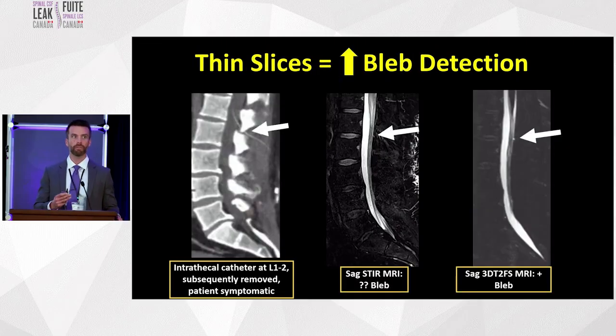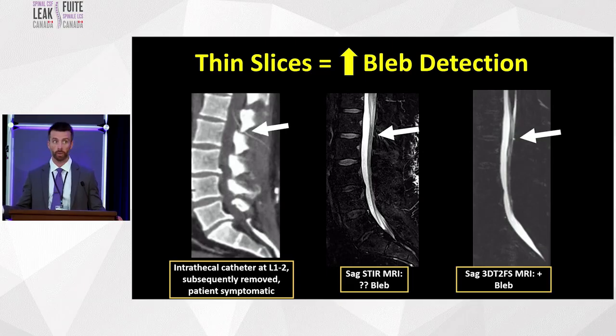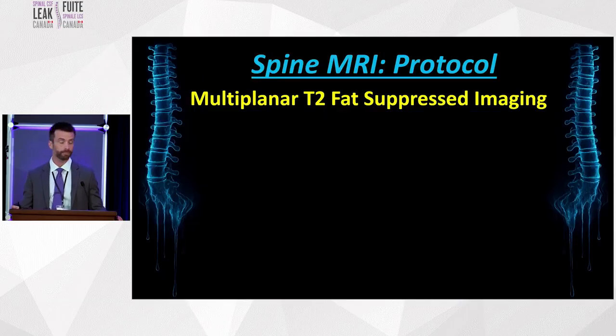And really, if you're looking for these on a conventional T2 stir sagittal sequence, like on this patient here who had an intrathecal catheter at L1, L2, it was removed and the patient had orthostatic headaches. I mean, looking at that stir, I have a hard time pointing to the finding there or seeing that at all. But I think that we could agree that the image on the right is a little bit more conspicuous. That little outpouching there of the dura, that tiny little pseudomeningocele or bleb, is much more easily seen.